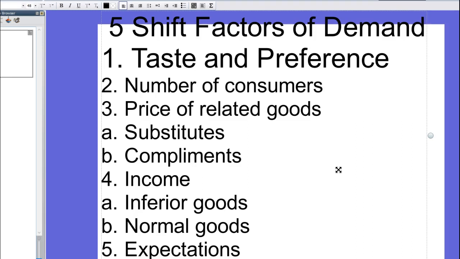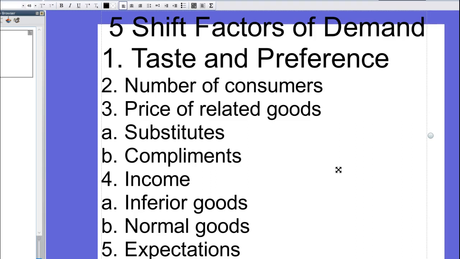But the first shift factor is taste and preference. So I mean, it's basically saying if there's positive or negative factors to the product, if they come up with some magic vitamin capsule that causes people to be stronger and more intelligent and live longer, well, which way is the demand curve going to shift? It's going to shift to the right, right? Okay, so on the adverse side of that, if it causes bad effects, it's going to shift to the left.